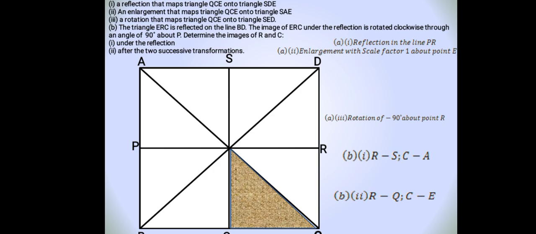The image of ERC under the reflection is rotated clockwise through an angle of 90 degrees about P. Determine the image of R and C under the two successive transformations. I think that is easy to do, and it will be prudent if you do it practically. I've written the answers alongside the square, though you can see that the system has distorted it. It doesn't look like a square, but you can draw it the way it is and try to appreciate the question.